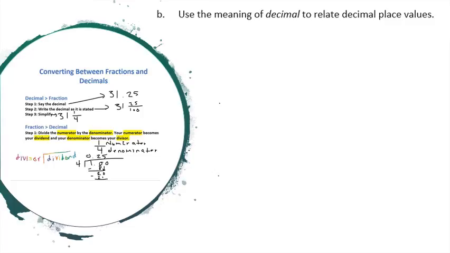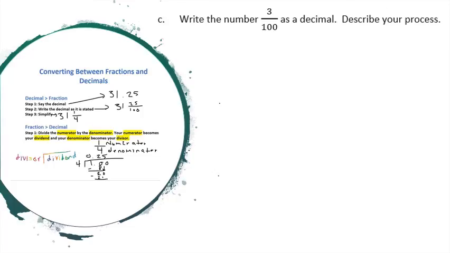So each place value in a decimal is 1/10 of the value of the place value to its left. This means that the denominators of the fractions that represent each decimal place value must be powers of 10. So take a brief moment to write your answer to this question before I give you the answer. Write the number 3/10 as a decimal.